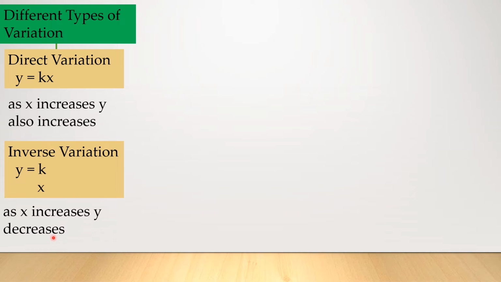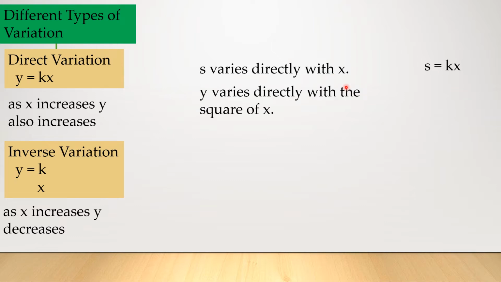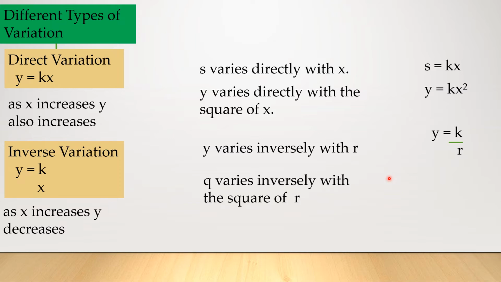Now, let's review how to write the variation statement. S varies directly with x means S is equal to k times x. If I have y varies directly with the square of x, that means y is equal to k times x squared. Y varies inversely with r means that y is equal to k over r. And q varies inversely with the square of r means that q is equal to k over r squared.